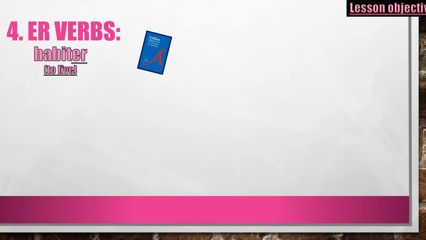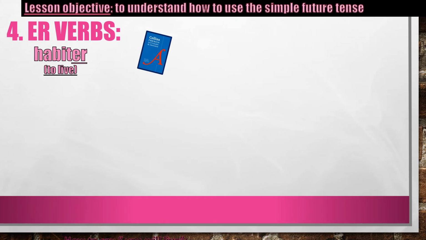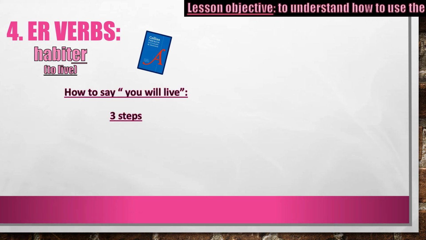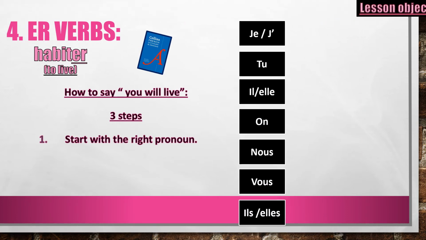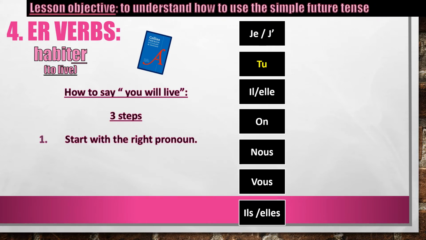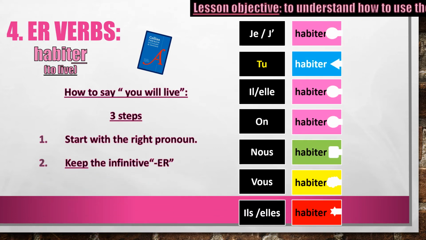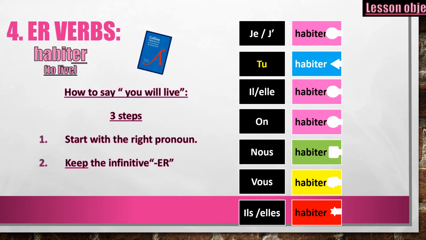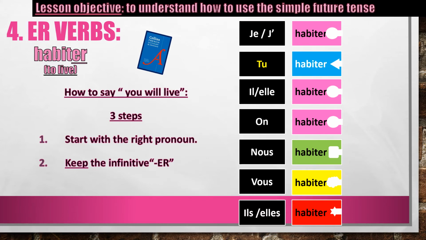Let's take an example for ER verbs. They are the most common verbs, so we're going to use these to start. So if we wanted to say you will leave, there are three steps to follow. The first one is to make sure we have the right pronoun. So you is tu. So very simply, we are starting with tu. The second step is to keep the infinitive, the ER in this case. So if you look up to live in a dictionary, you will find habiter, which ends in ER. We just leave it as it is.